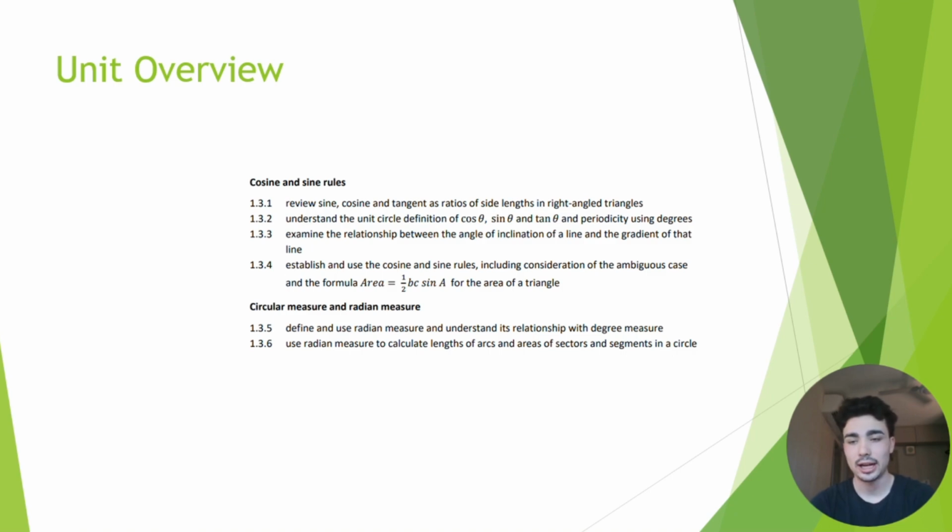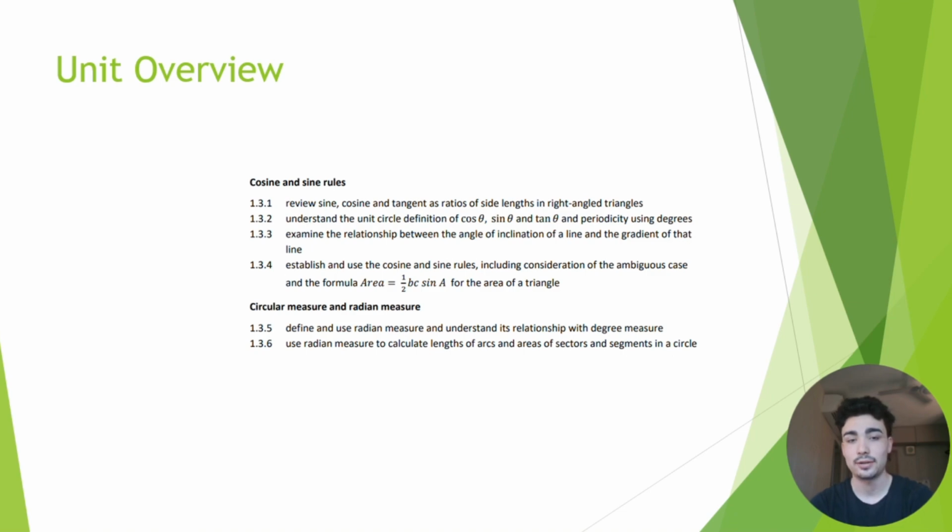I'll then look at the relationship between the angle of inclination of a line, that is the angle a line makes with the positive x-axis, and the tangent of a line. I'll look at some of the trigonometric rules like the sine rule and cosine rule, the ambiguous case in the sine rule, and also calculating the area of triangles in cases where the base and the height aren't known, for example. So there are other ways of calculating the area of triangles.